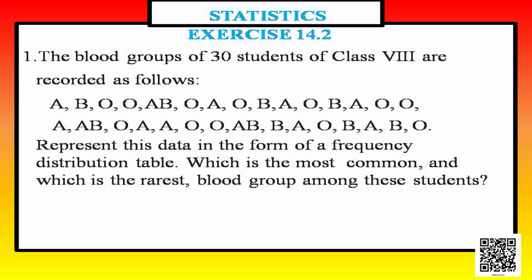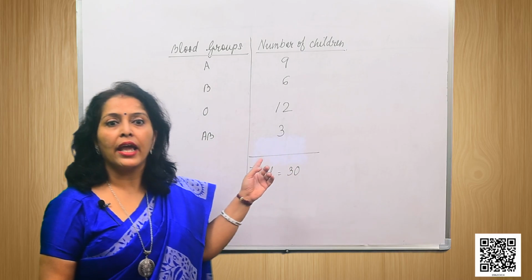Now the question says represent this data in the form of a frequency distribution table. Now which is the most common and which is the rarest blood group among these students? So for that we need to make a table. So let me do it now. So this is the table I have made here.